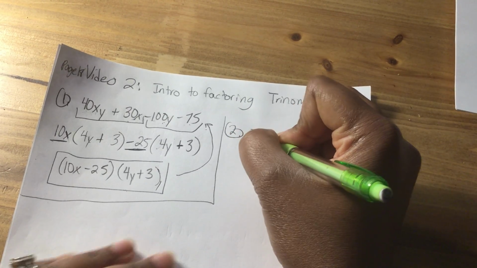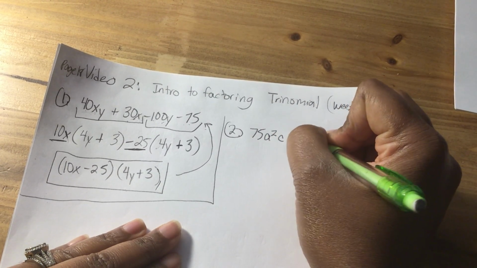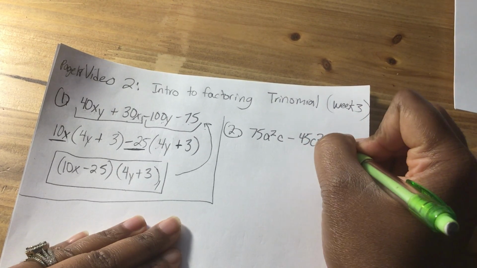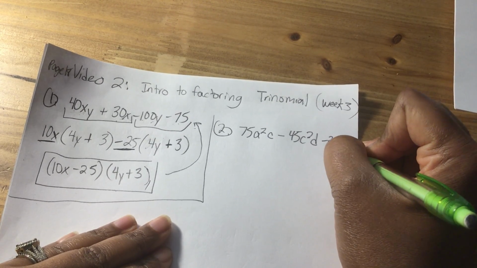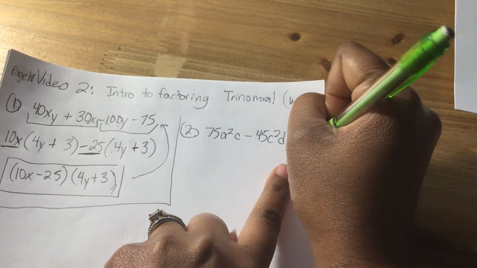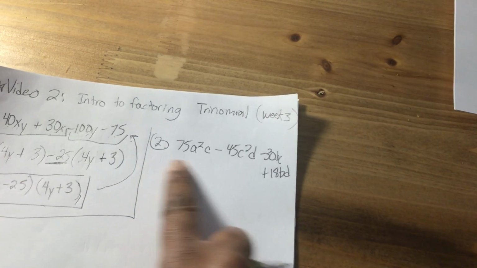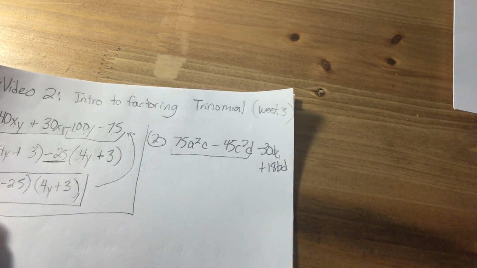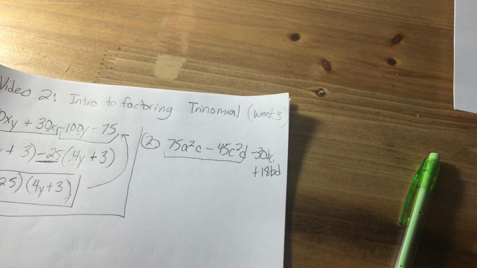Number 2: you got 75a squared c minus 45c squared d minus 30bc plus 18bd. Okay, you're going to factor by grouping again. You're going to factor these 2 together and then these 2 together. Remember, if you can't, I'll show you how to do this in the calculator again. I believe I showed you one time before.